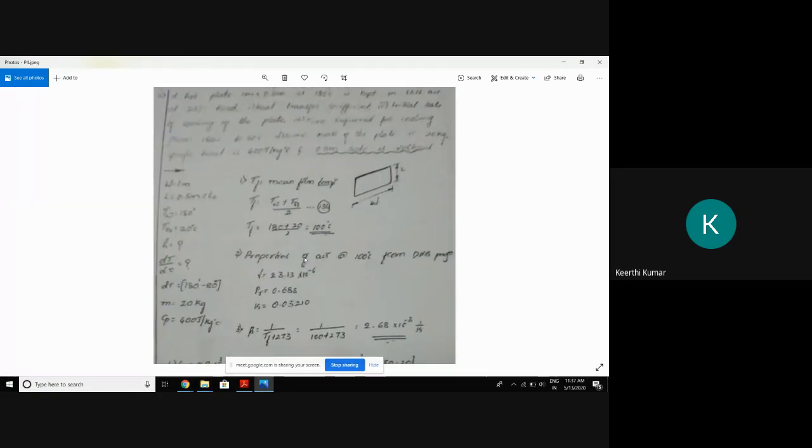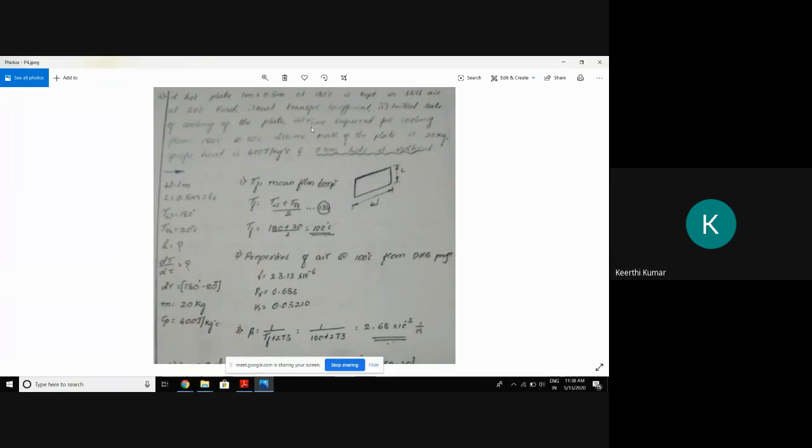See, here he has given a hot plate of 1 meter by 0.5 meter at 180 degrees centigrade, kept in still air at 20 degrees centigrade. The dimensions of the plate are given. T wall is given. T infinity is given. What is he asking to find out? Find out the heat transfer coefficient, H. Then the initial rate of cooling of the plate. So this is the new term for you.